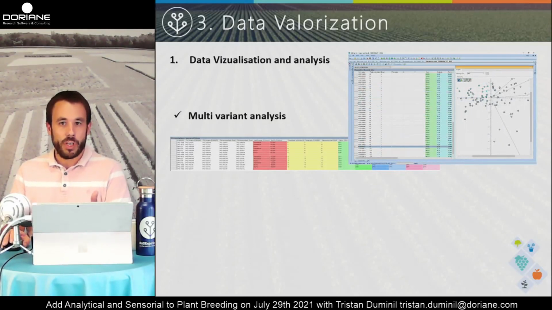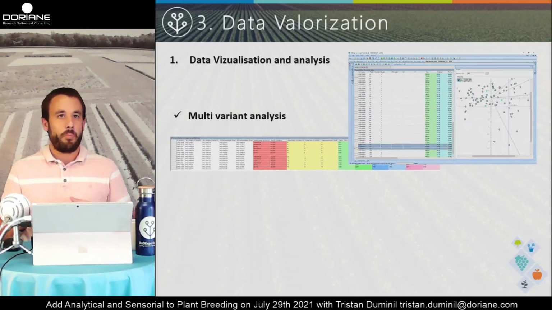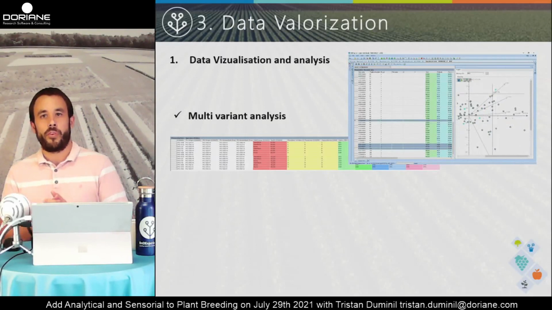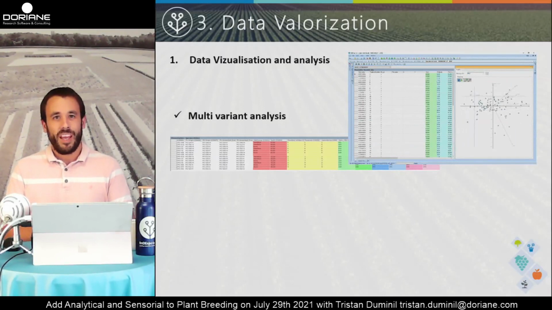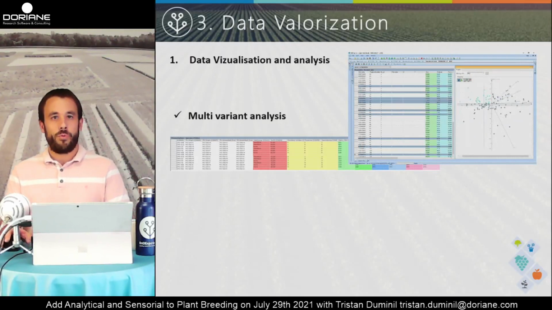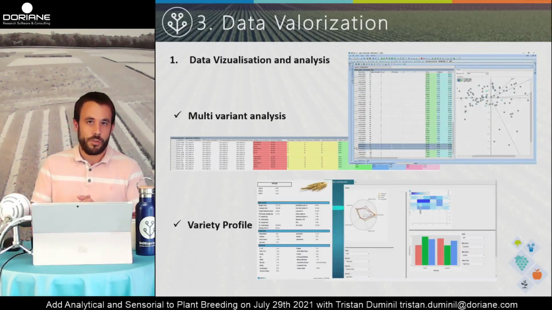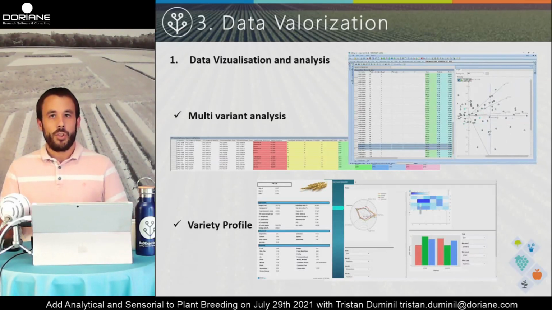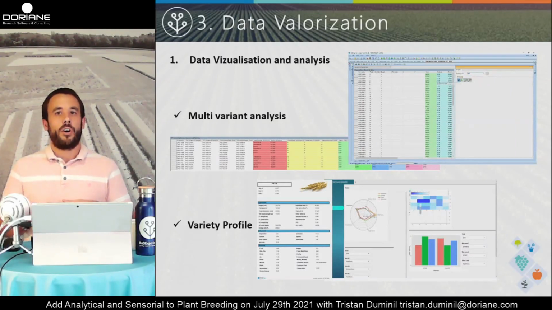First, as you can see here, such activities deal with complex biological models which imply various factors and generate a lot of information. So it is important to characterize the variability of cultivars' responses, and multivariate analysis can respond to this need. And Dorian offers some user-intuitive tools to visualize and analyze these results. We also propose reporting tools, which make it possible to characterize the cultivar profile through graphical patterns and to communicate on its sensory or nutritional qualities.